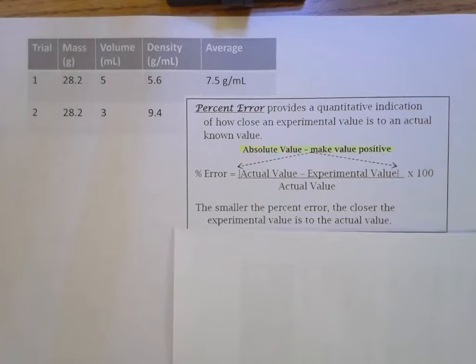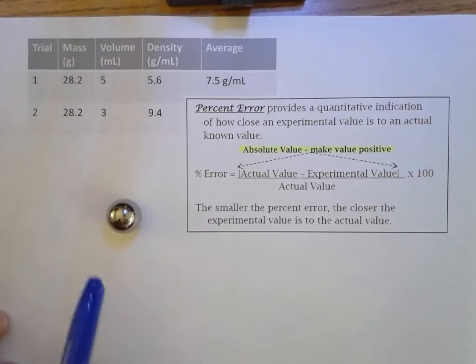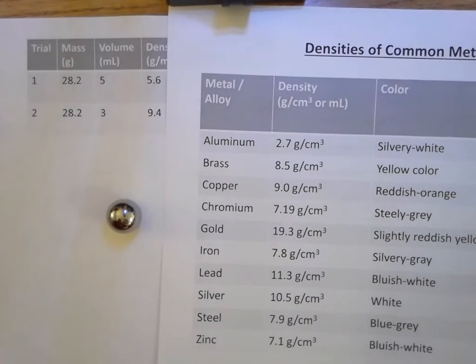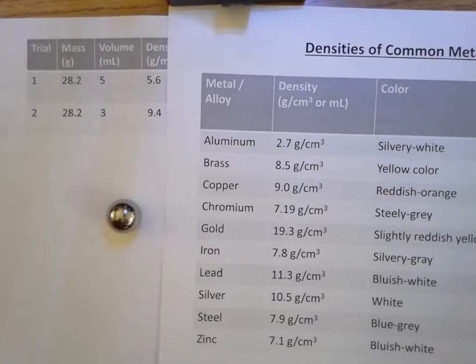This formula really just tells us how close we are to the actual value. The smaller the percent error, the closer the experimental value is to the actual value. In order to show this, we're going to go back to our density of a sphere lab. During that lab, I asked you to find the density of this unknown sphere. I didn't tell you what the sphere is made out of. And I had you make an attempt to infer the identity of your sphere using your density value as well as this chart. We'll come back to this one in a second.